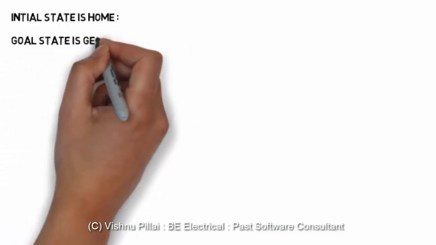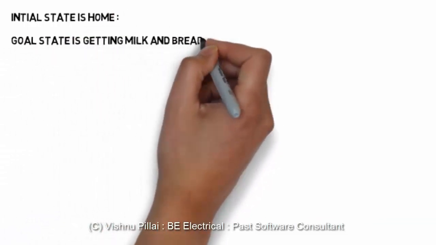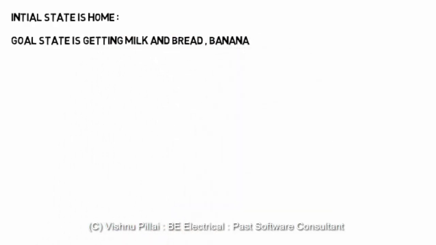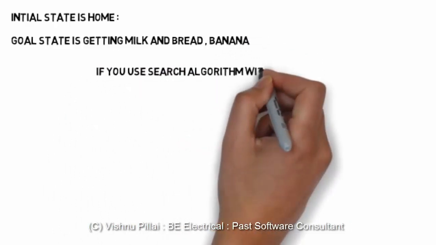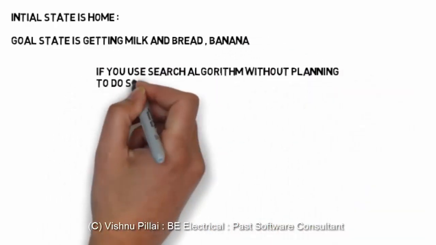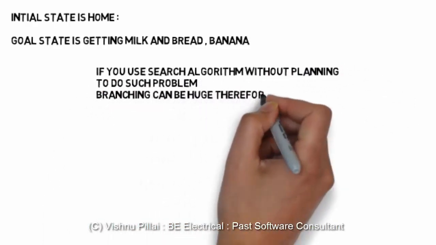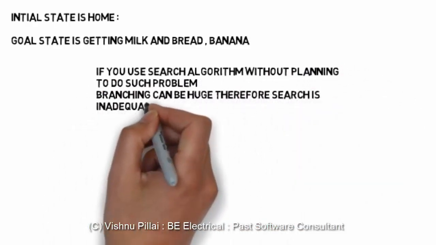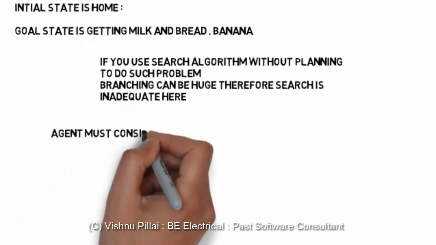If you consider that the initial state of the agent is at home, and it is given a task to get milk, bread and banana, plus you can give it a task of going to school, the agent will have to be able to plan which functionality it should do and what it should do. If you use a search algorithm to plan for such a problem, branching can be huge and the search is inadequate.